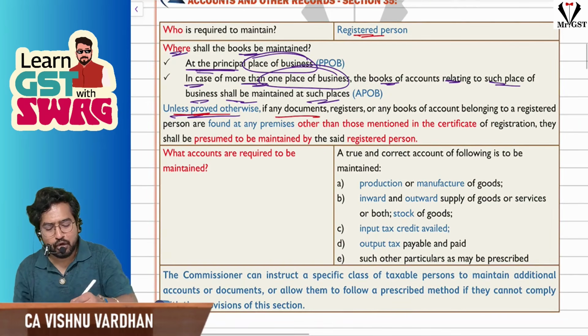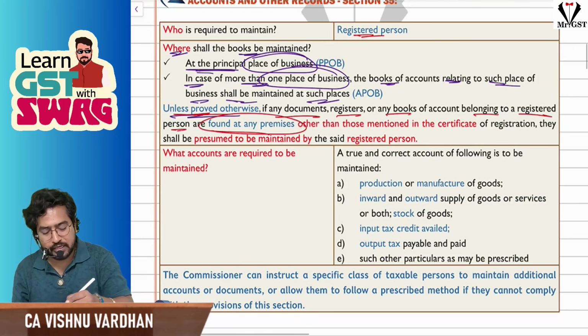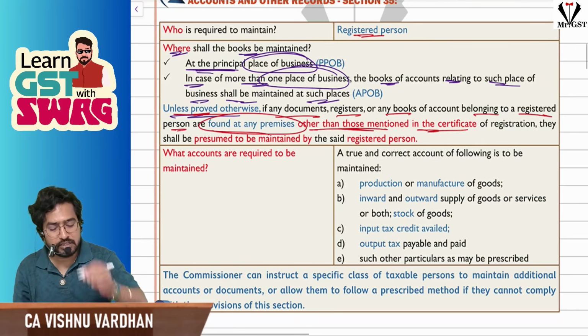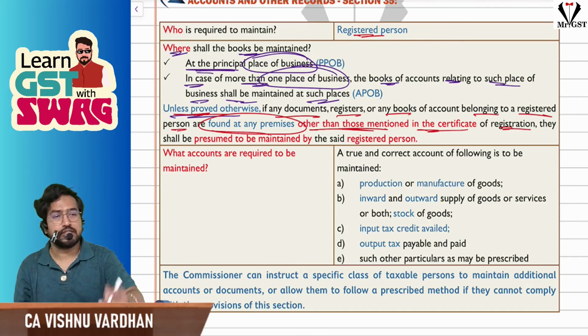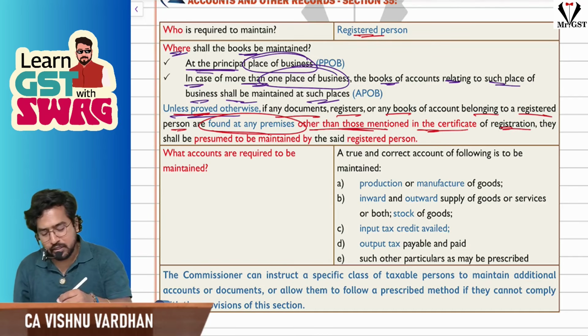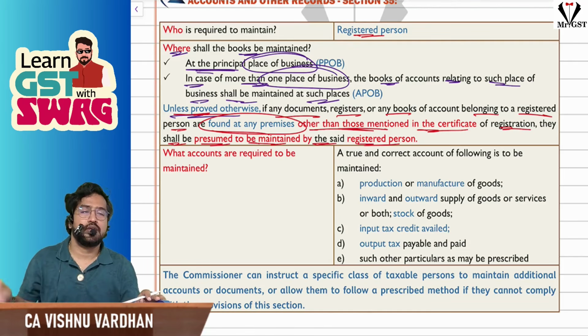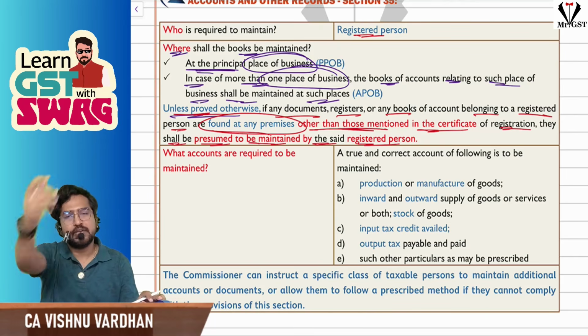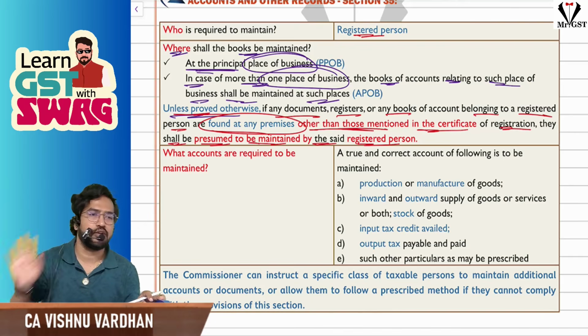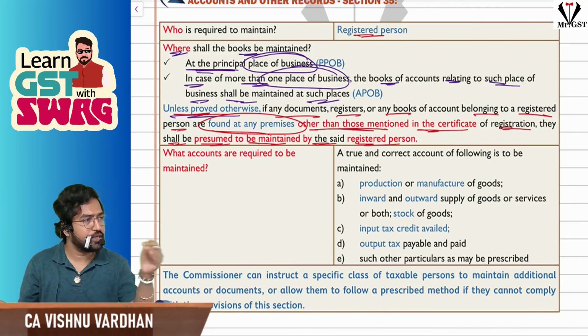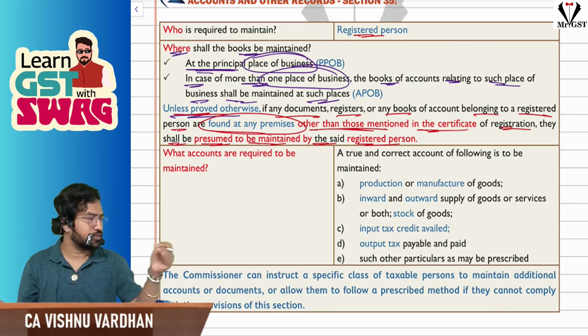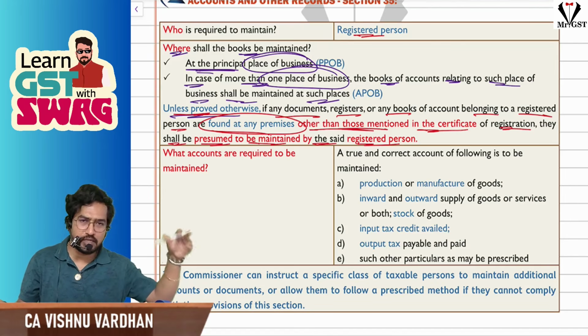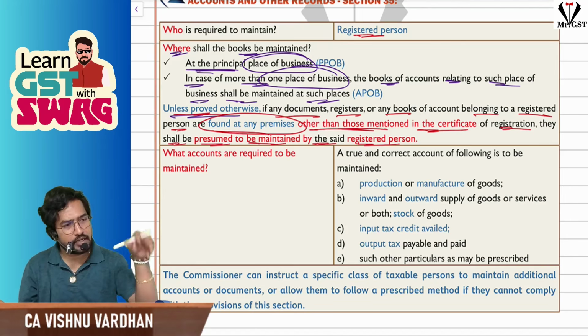If any document, register or books of accounts belonging to a registered person are found at any premises other than those mentioned in the certificate of registration, that is the PPOB or APOB, they shall be presumed to be maintained by the person. If we find your books anywhere else, that means they will assume you are maintaining the books there only. That means you are violating the law. Correct? You should maintain the books at your principal place of business or additional place of business, and where it is related to the additional place of business, it should be maintained at the additional place of business only.